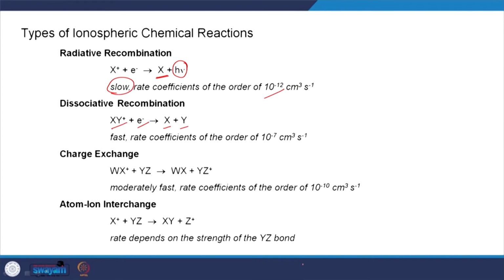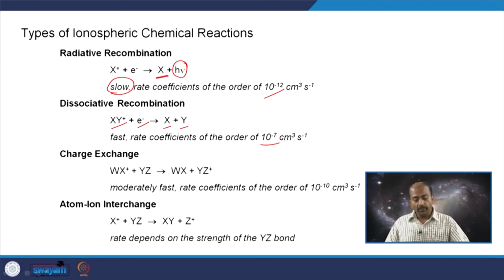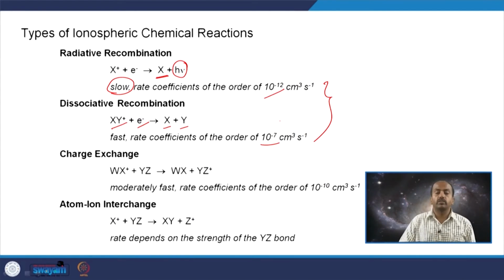It happens very fast. That means this process not only makes the charge density disappear, but it will also make sure that there are neutral atoms available in the ionosphere. The reaction rate coefficient is 10 to the power of minus 7 centimeter cube per second. So this is very fast in comparison, right? If you compare these two, the radiative recombination reaction will take a lot of time for removing a certain amount of electron density from the ionosphere, but the dissociative recombination is a very fast process in comparison.